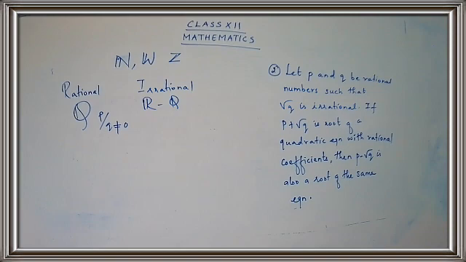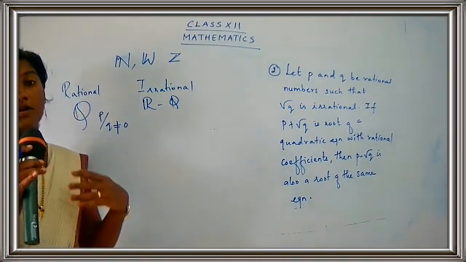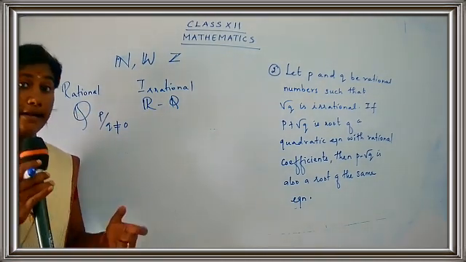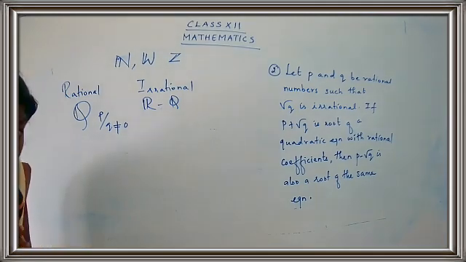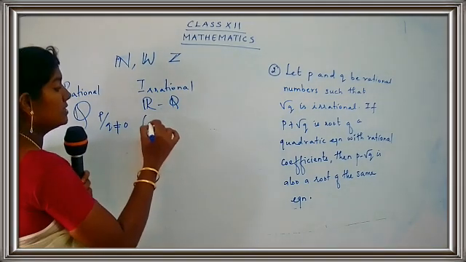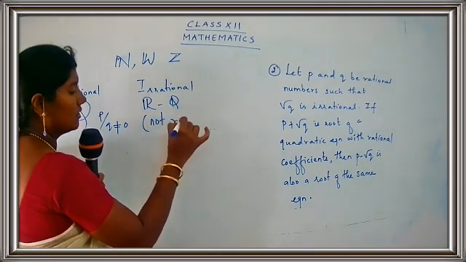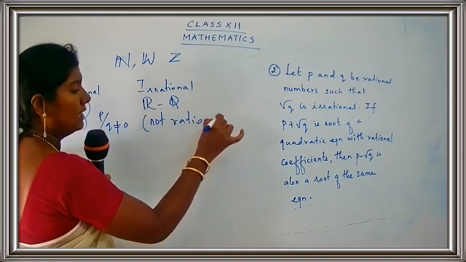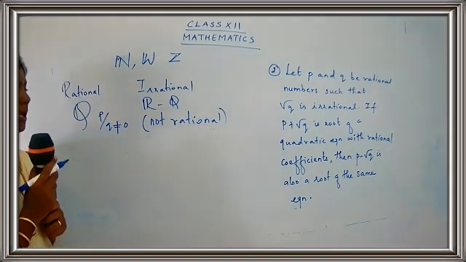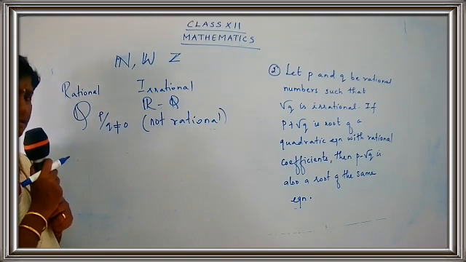It is written in the form of p upon q, where q is not equal to 0. Done? Now, what is an irrational number? In simple definition, the numbers which are not rational are called irrational numbers. This is the basic definition that we have seen.